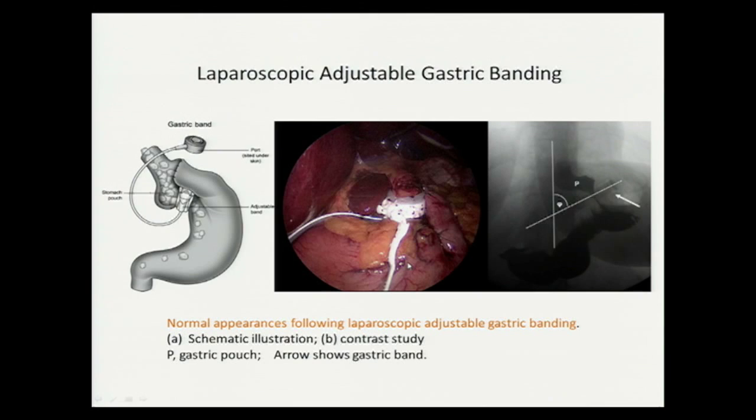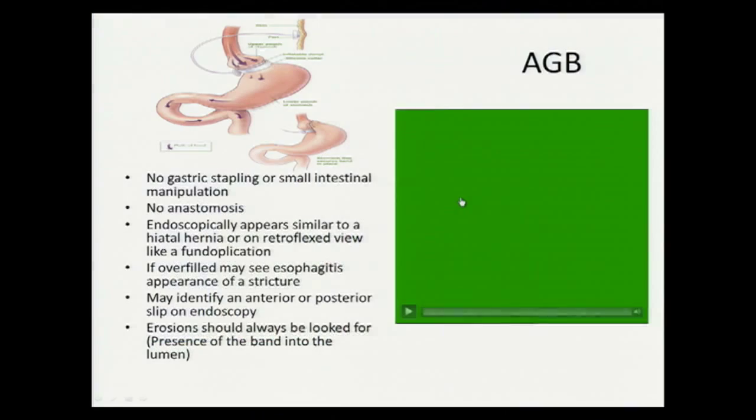The adjustable gastric band, and what does that look like endoscopically as well as radiographically? This is a procedure as depicted here in all these diagrams. You can see the upper GI appearance of what the band should look like in relationship to the spine, what it looks like laparoscopically. What does it look like endoscopically is a little bit more of a challenge.